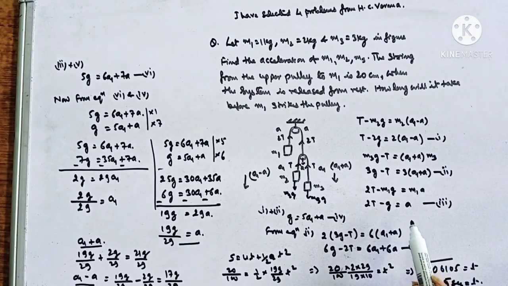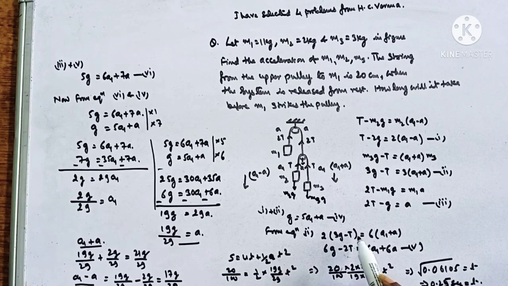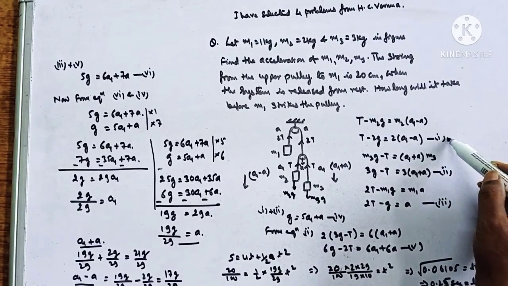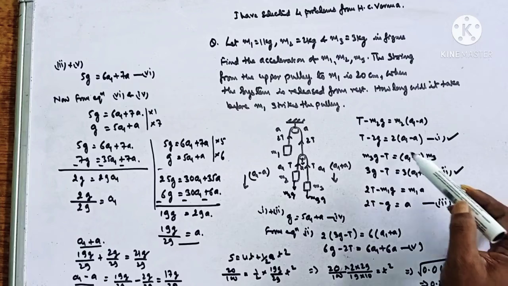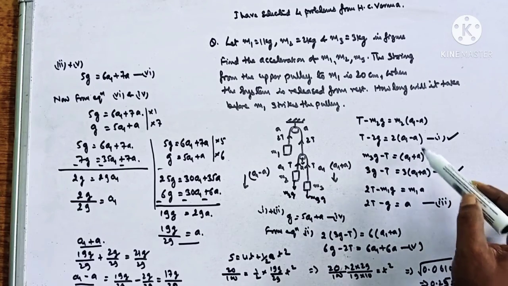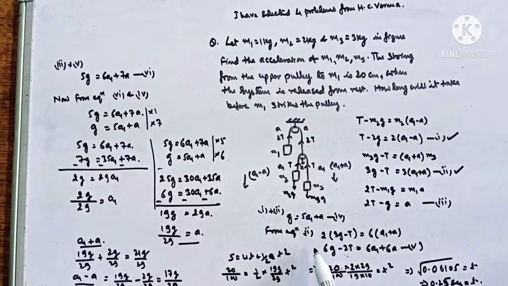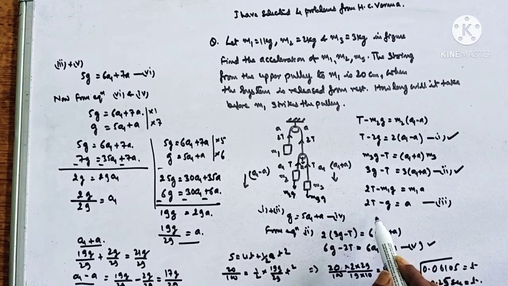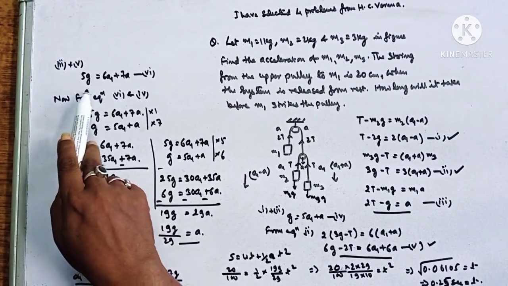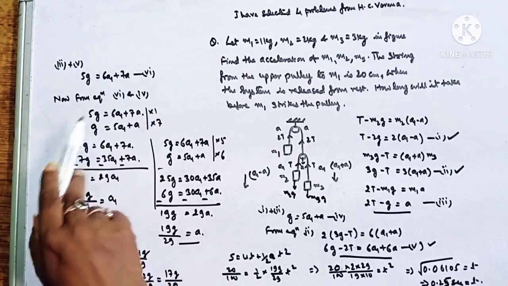Now first of all I'm going to add equations 1 and 2. If I add these, I get g is equal to 5(a1 plus a). You can see the T's cancel out. And from equation 2, I multiplied it by 2 and got equation 5. Now I have added equations 3 and 5. When I add these two equations, I get 5g is equal to 6a1 plus 7a.